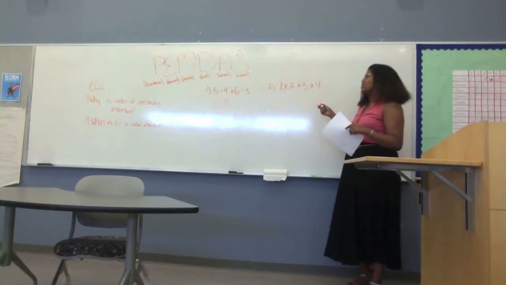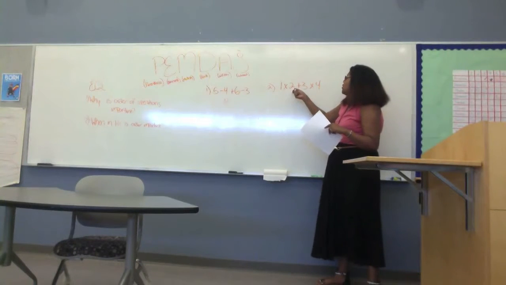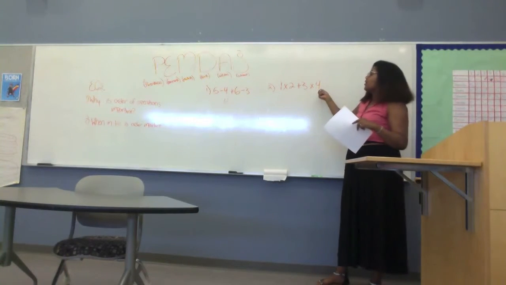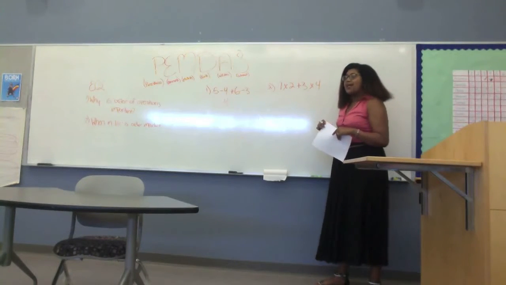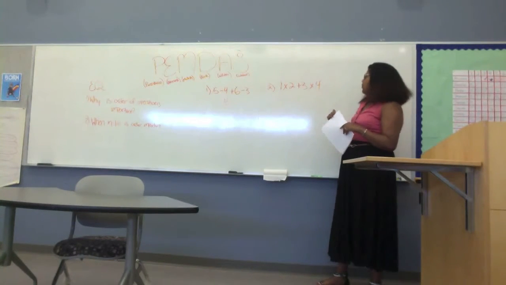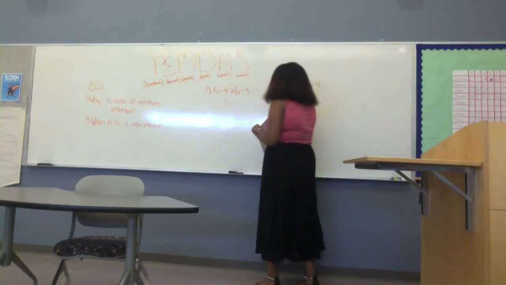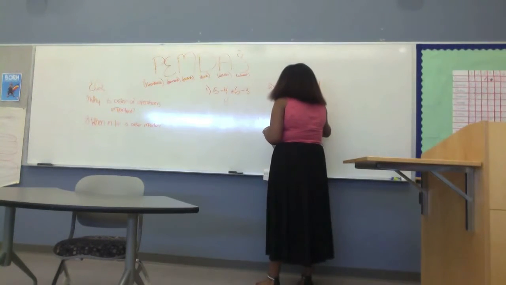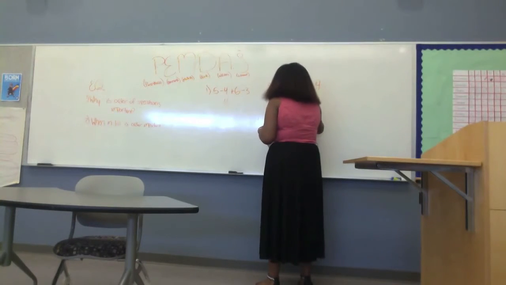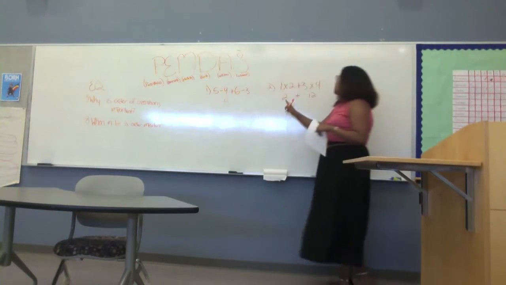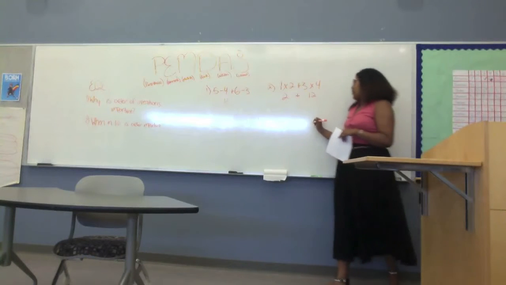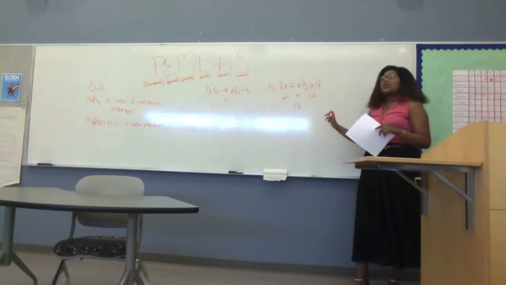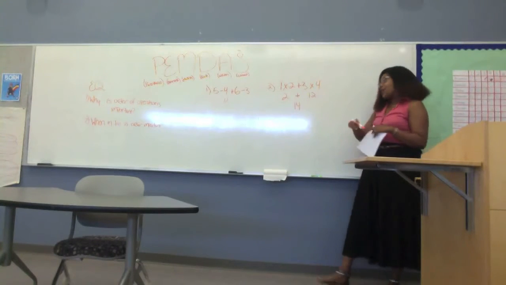Our next equation is 1 times 2 plus 3 times 4. So, what's going to be our first step? Multiplication. All right, so we can multiply 1 times 2, right? And then multiply 3 times 4. And then we're going to add those together to get 14. All right, good job. So if you have 14 on your board, mark it.